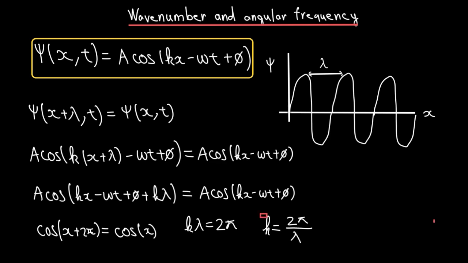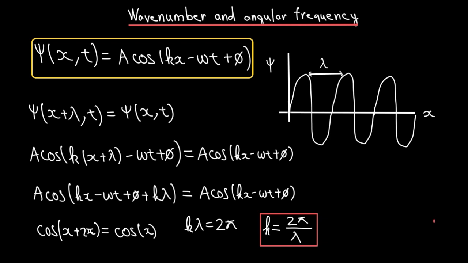And therefore, from this equation, we can understand that the wave number represents the number of cycles per unit distance. It is measured in units of radians per unit distance because it is inversely proportional to the wavelength, which is measured in meters. And we can clearly understand why that is the case.